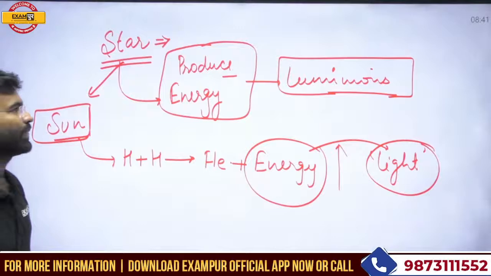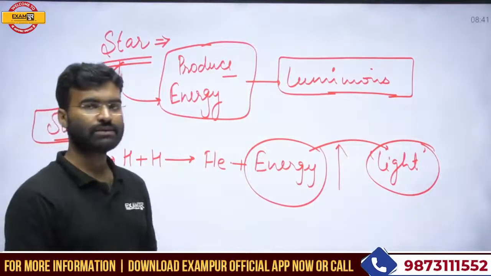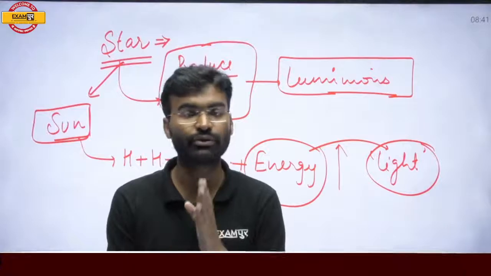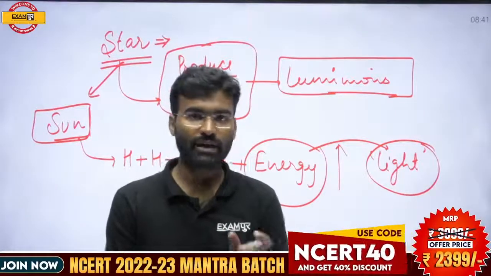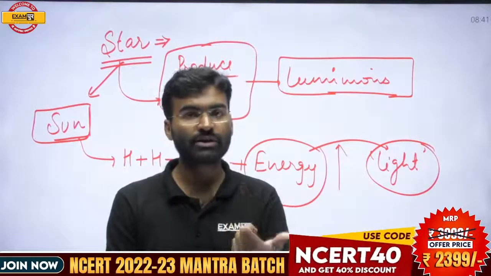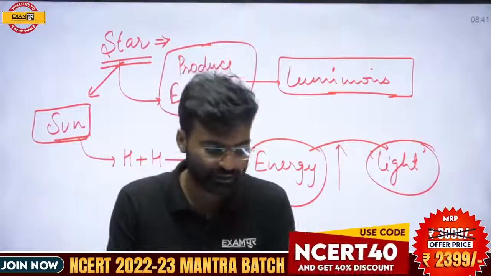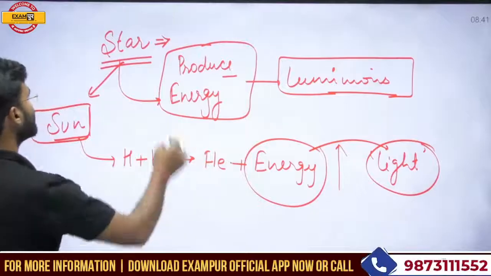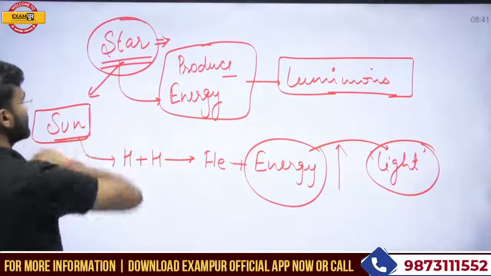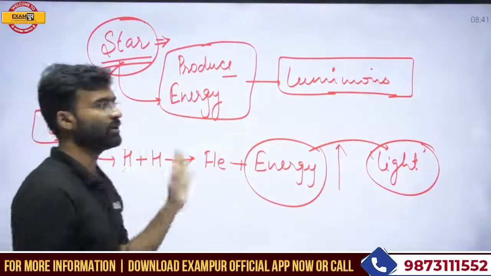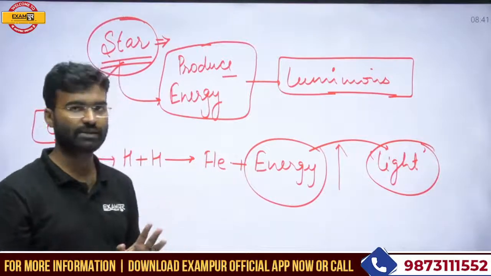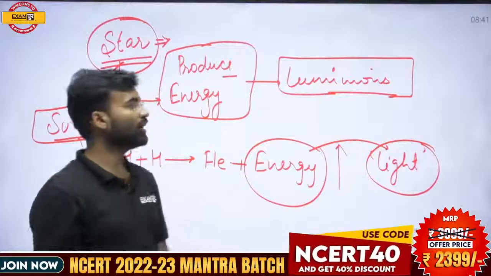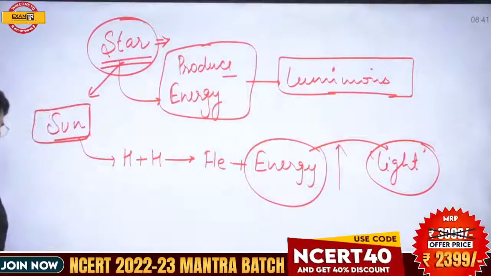So, what is a star? The star is the celestial object which has the mechanism to produce energy, and that is why it is a luminous object that is located in space. There are millions of stars, uncountable stars located in our space. So this is the star.